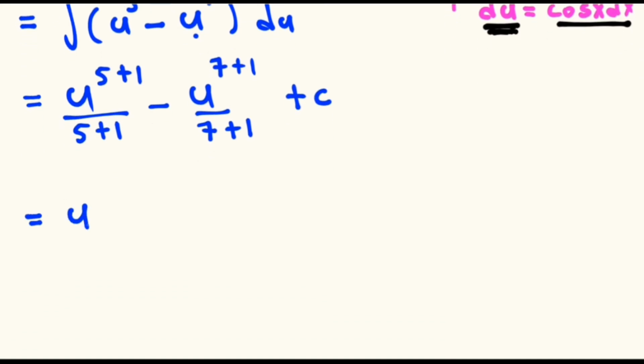So u to the power 5 plus 1 is equal to 6 divided by 6 minus u to the power 7 plus 1 is equal to 8 divided by 8 plus our constant c.